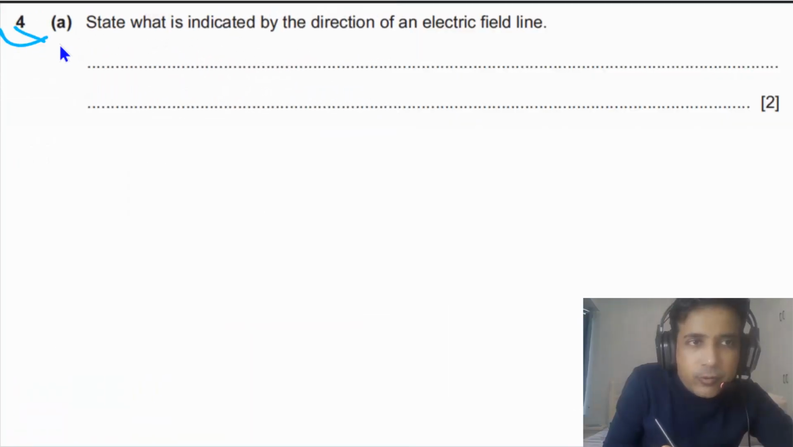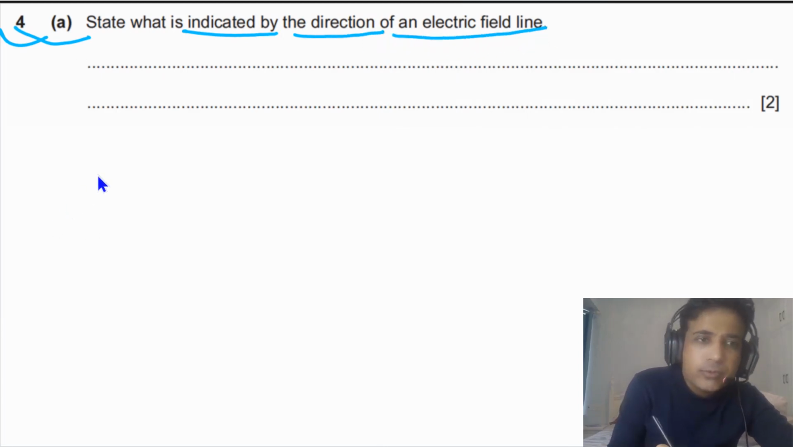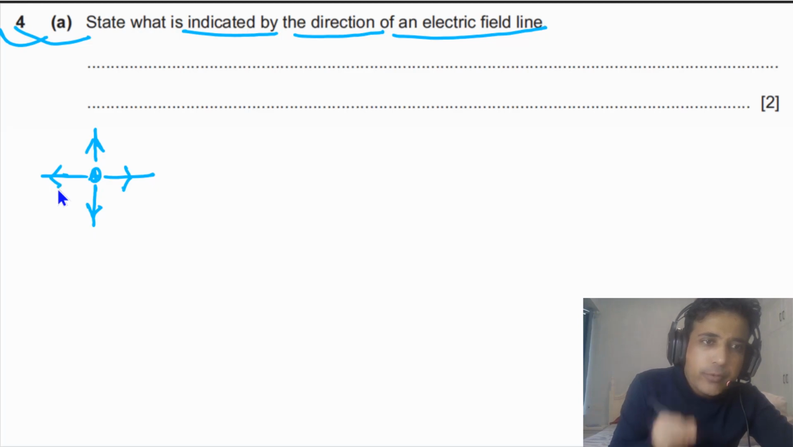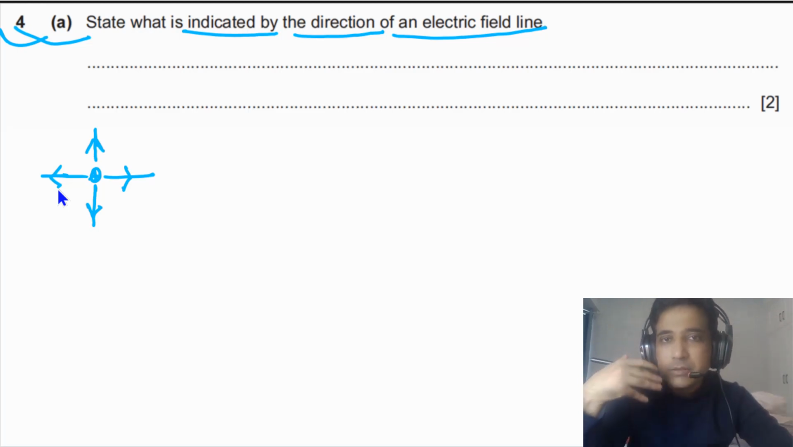For question number 4, part A, we need to state what is indicated by the direction of an electric field line. Let's try to understand this with one very simple example. Imagine that we have a positive charge. If we draw electric field lines around this positive charge, we will draw arrows pointing away from it. Now we need to understand why we draw arrows pointing away from a positive charge. There must be some reason behind that.